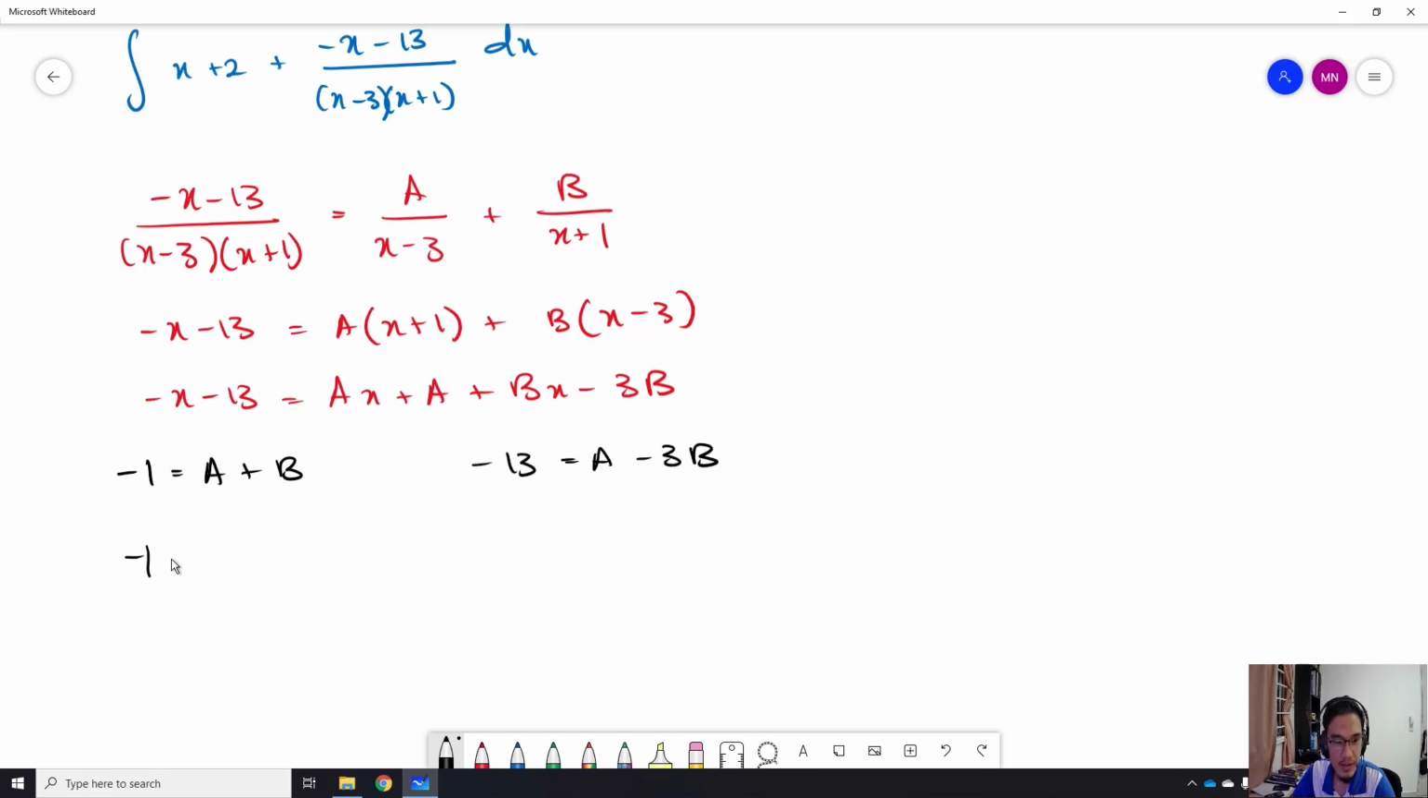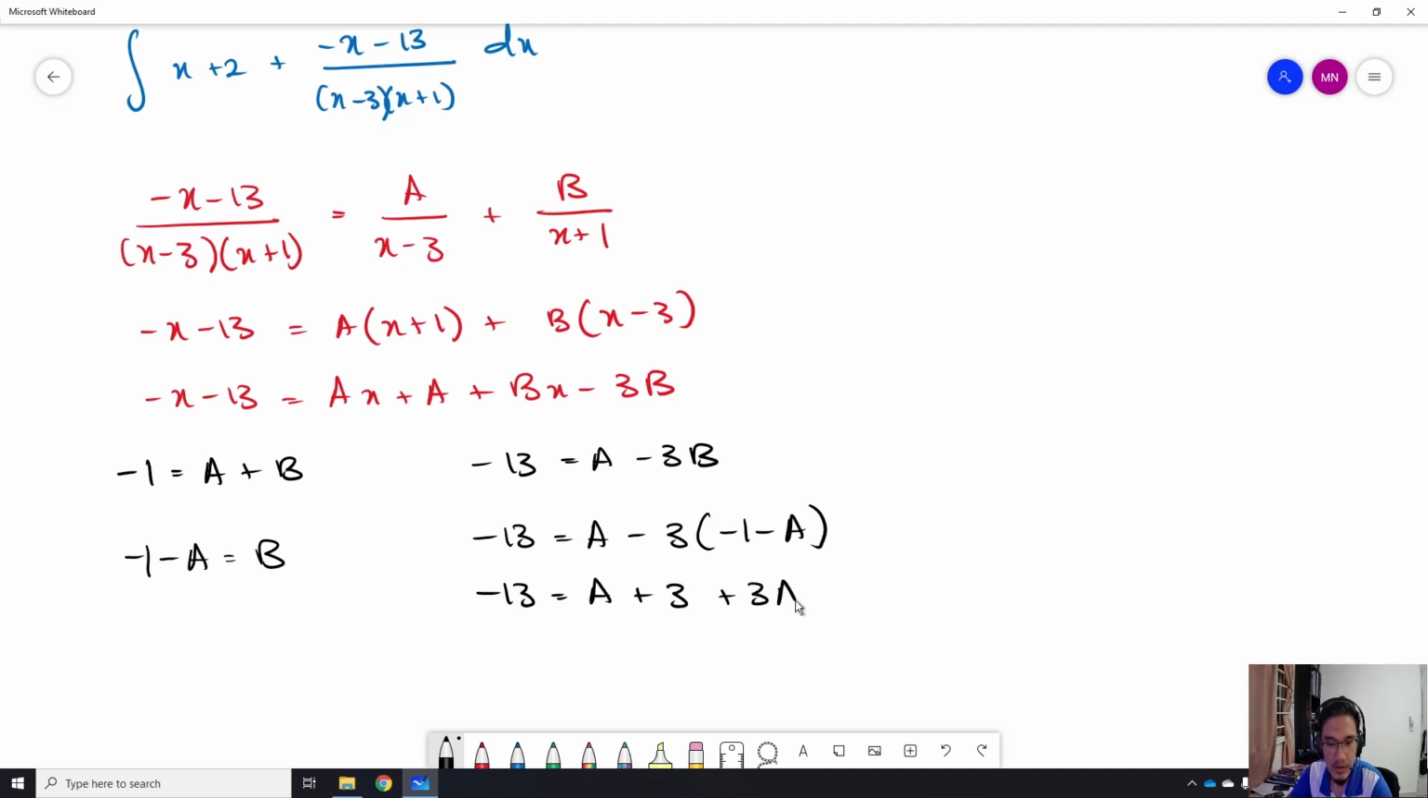So negative 1 is equal to negative 1 minus a equal to b. So we substitute b equal to a minus 3, negative 1 minus a. Okay, so now what we have here is negative 16 equal to 4a. So a is equal to negative 4. So for the value of b, b is equal to negative 1 minus negative 4, and b is equal to 3. So now we have the value for a and b.